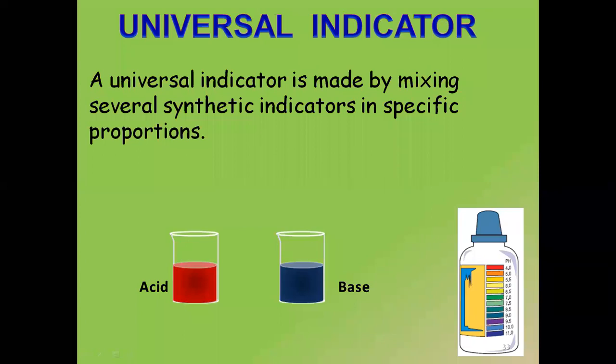I hope you all are reading with me. Come on, everyone. A universal indicator is made by mixing several synthetic indicators in specific proportions. Once again, a universal indicator is made by mixing several synthetic indicators in specific proportions.